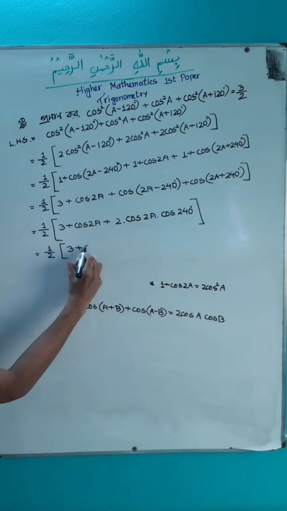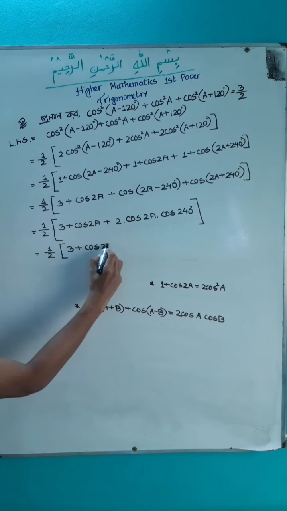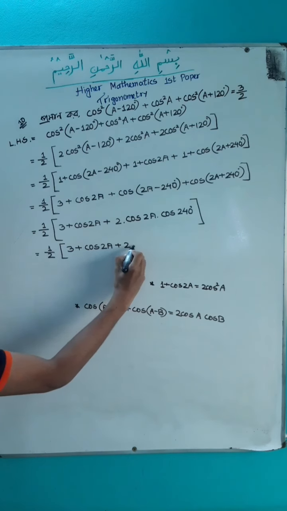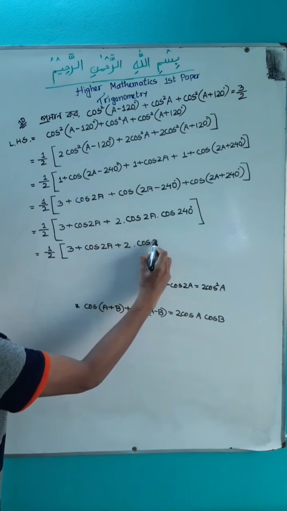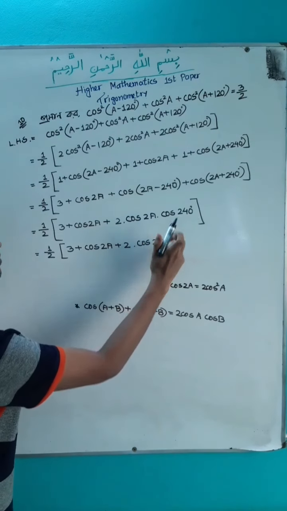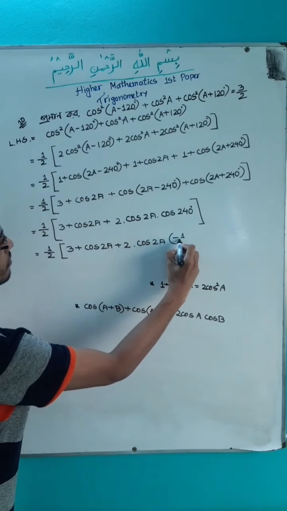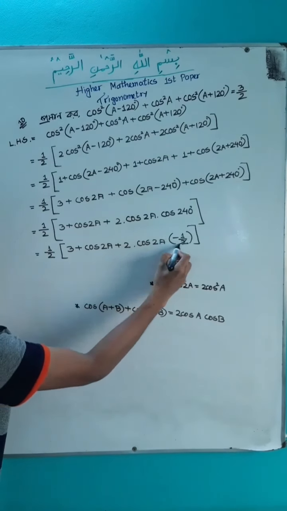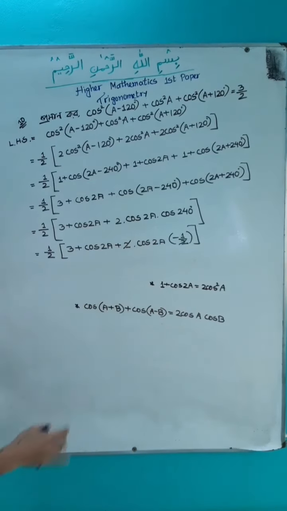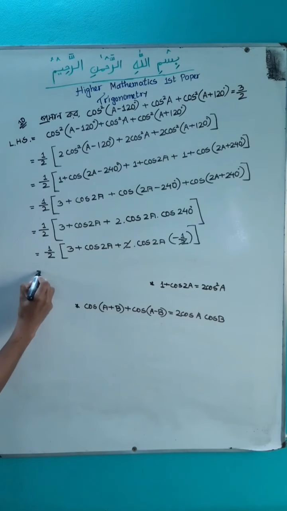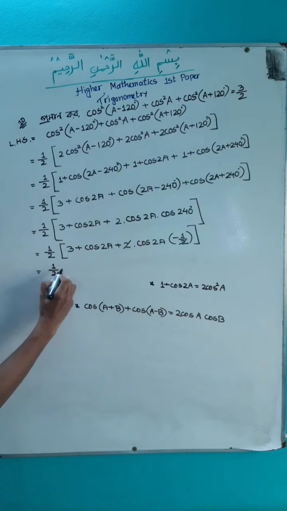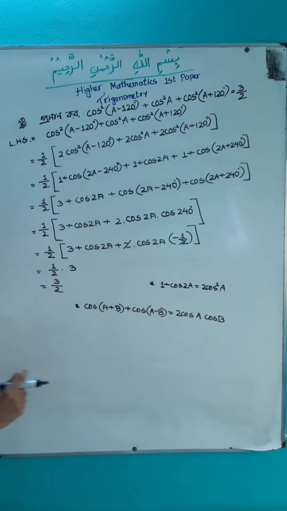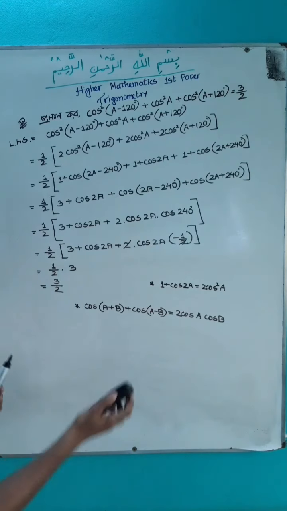3 plus cos 2a plus 2 into cos 2a, and cos 240 means minus half. So this one will be cancelled out, and minus cos 2a plus cos 2a will be cancelled out. So we will get half into 3, that means 3 by 2. That is our right hand side.